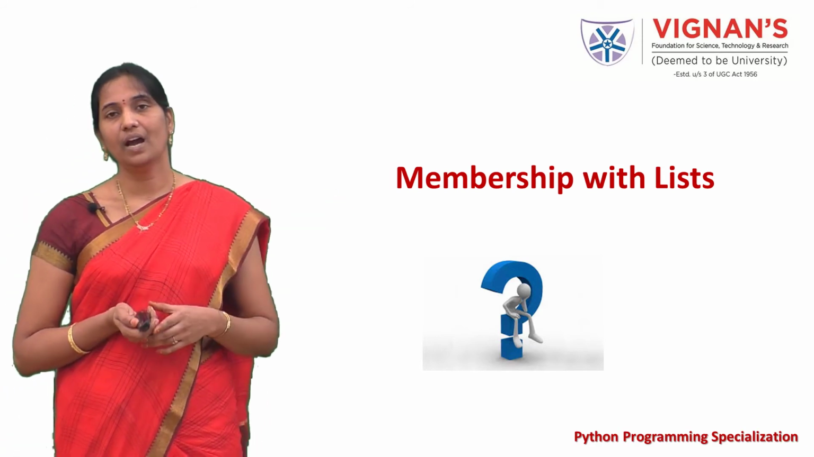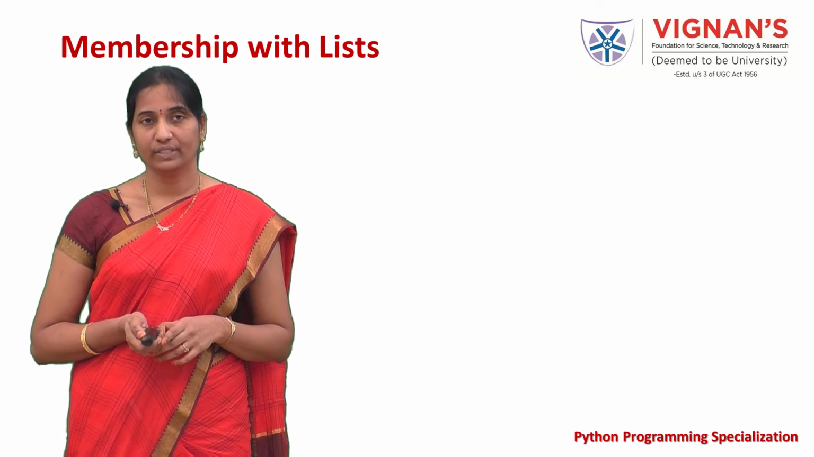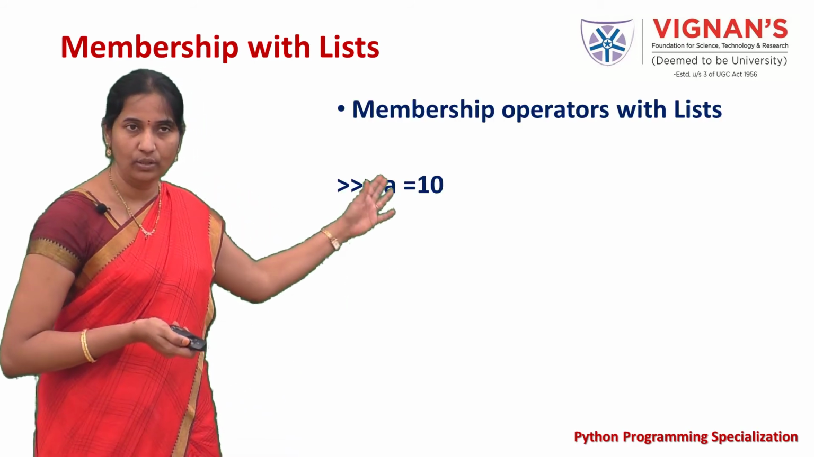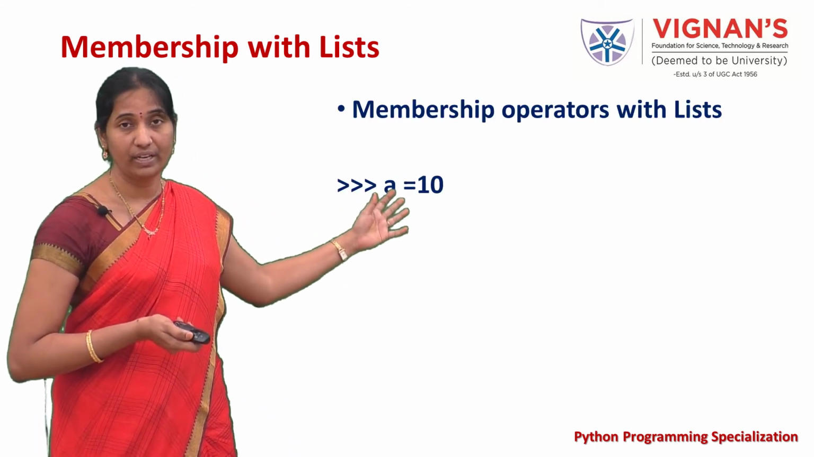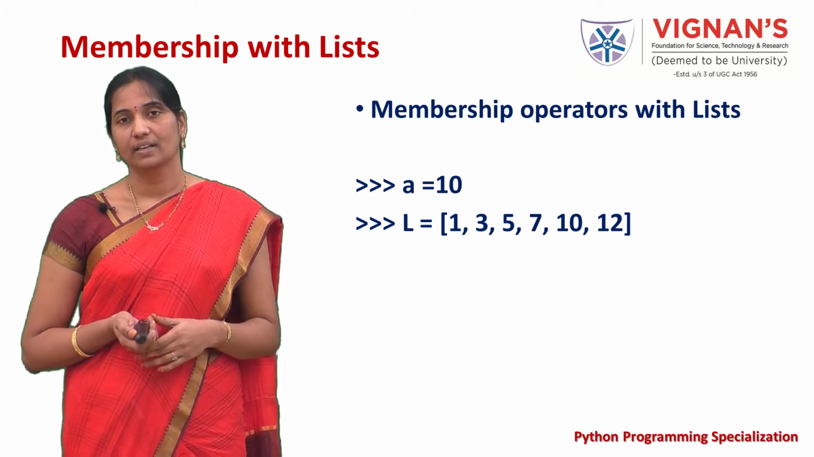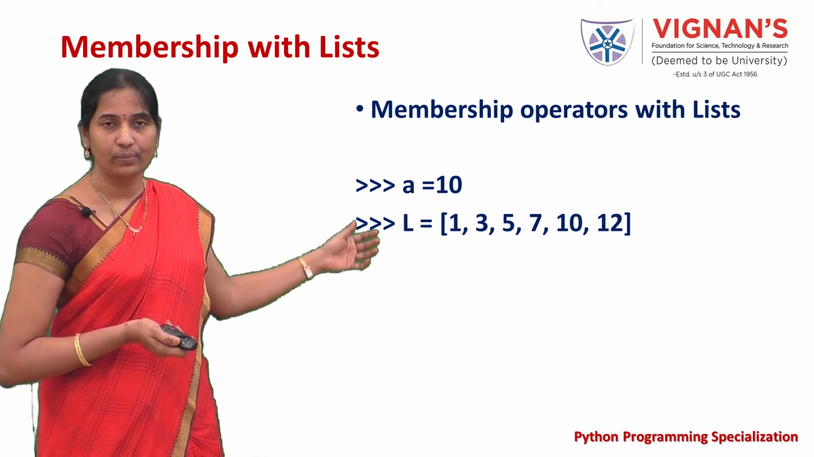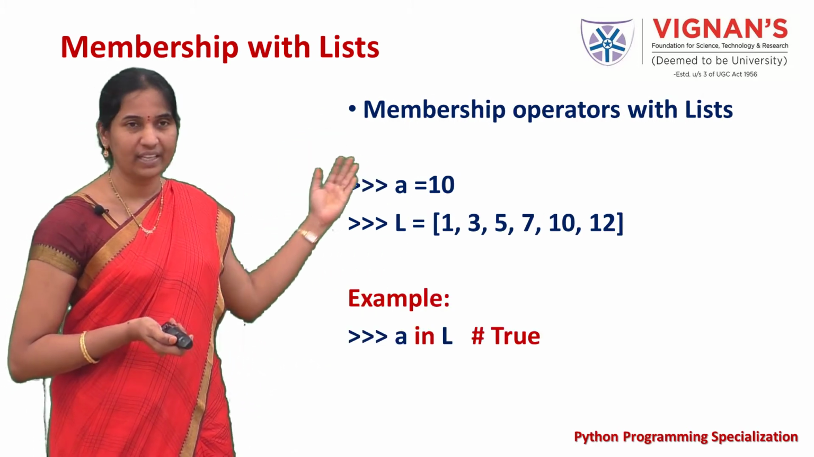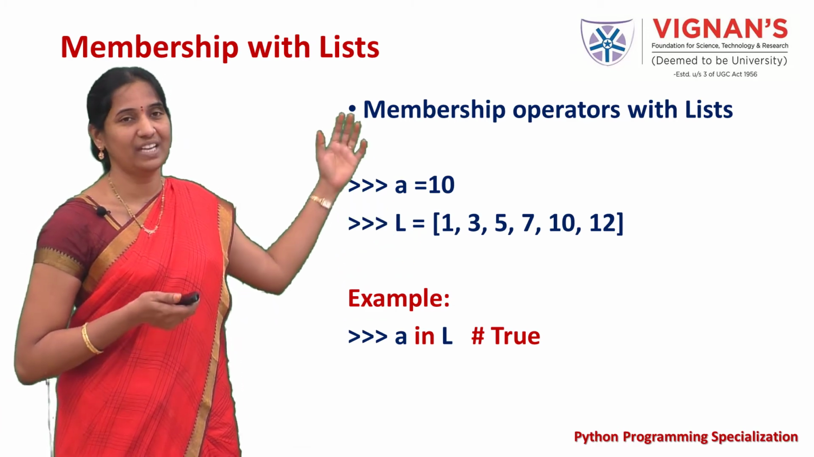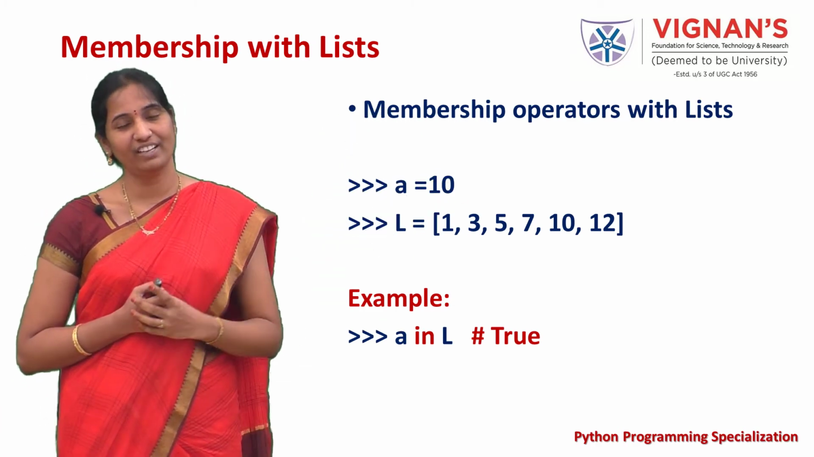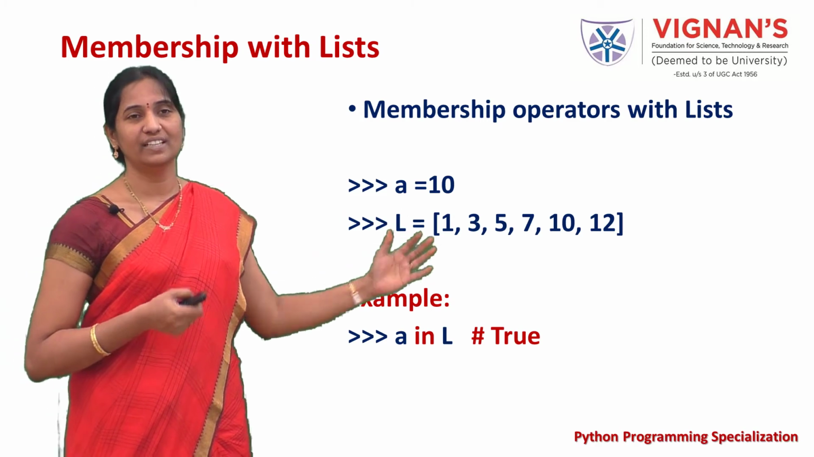First, let's see how we can use the in operator with lists. A has the value 10, which I am treating as an individual element, and L is a list. To check whether A is present in L or not, I can simply use A in L. Of course, 10 is present in the list L, you can very well see that, and that's how it returns a true value.